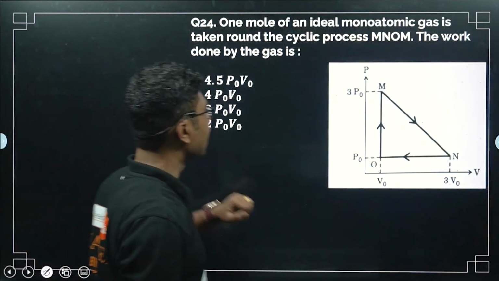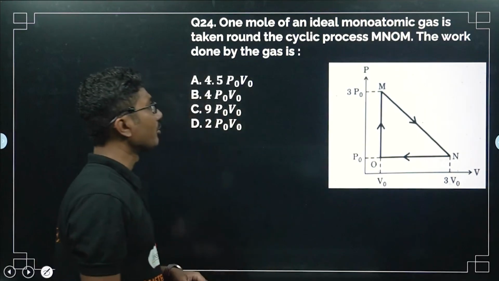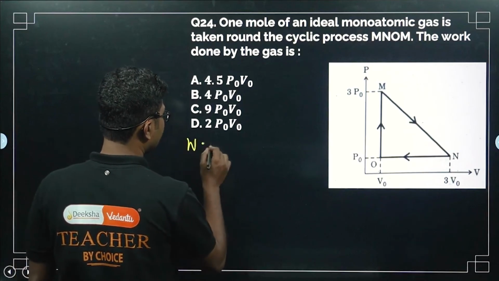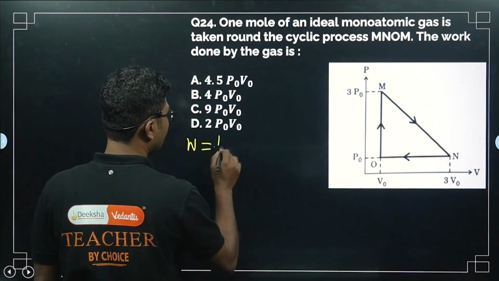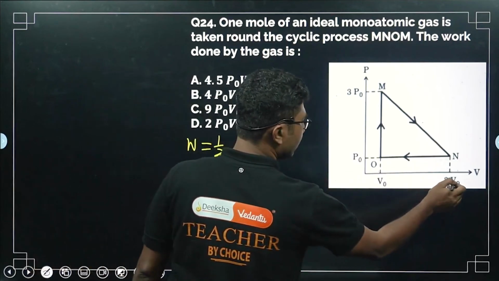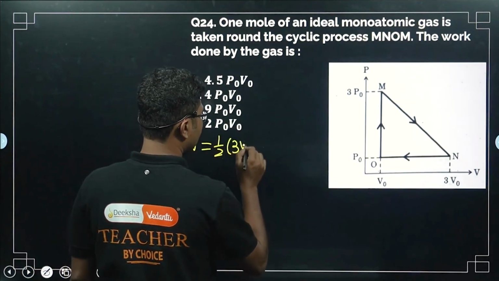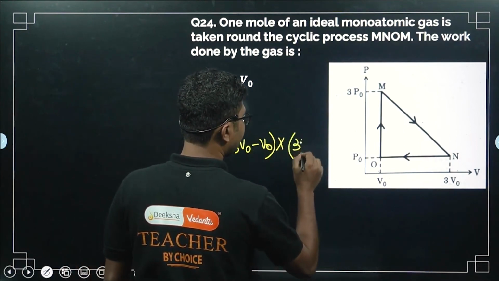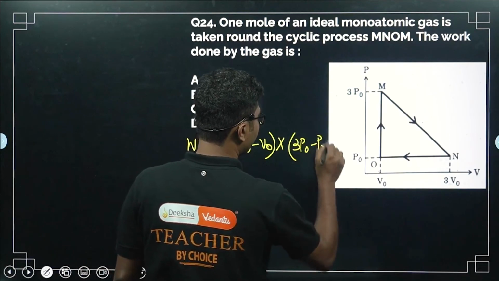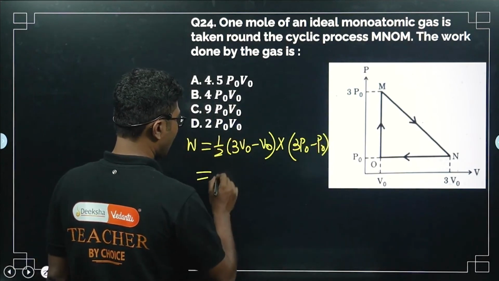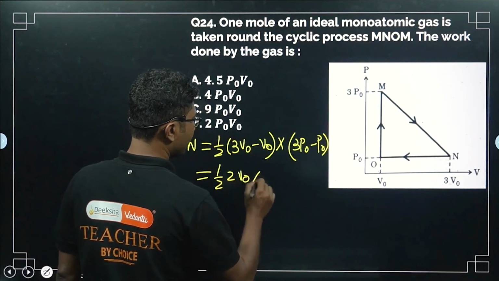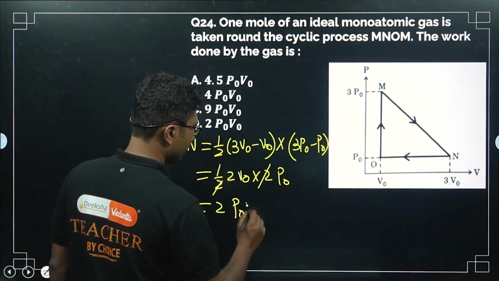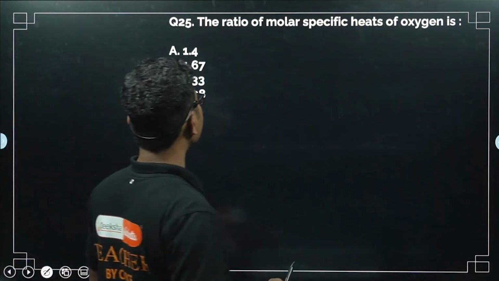Now this is a very simple question. 1 mole of ideal monoatomic gas is given. So what is the work done? Work done is area under the graph. Here it is a simple triangle. So half base, which is 3v0 minus v0, into height, which is 3p0 minus p0. Simple problem. You don't need to do it as long as I'm doing. I'm just trying to explain, so I am writing it a little bit more. So half base into height: half times 2v0 times 2p0. One of the two cancels. So 2p0 v0.